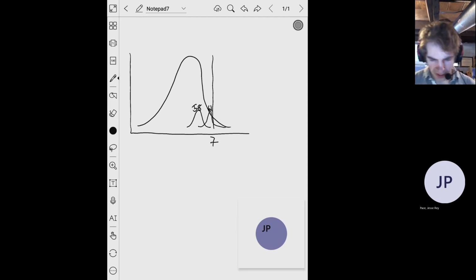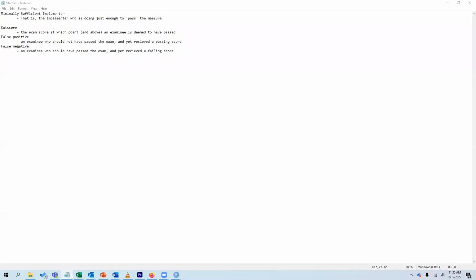So now that we have covered, I'll go back to sharing my other screen real quick. Share screen. Now that we've covered what the minimally sufficient implementer is, we also covered what a cut score is, the exam score at which point and above an examinee is deemed to have passed. And we've also covered false negative and false positive. Now that we've done that, we're going to talk about the Angoff method of standard setting.